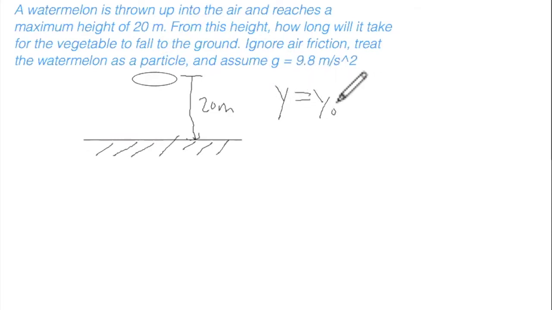The final height is going to be the initial height plus the term initial velocity times time plus 1/2 the acceleration times time squared. So let's rationalize what our terms are. So this is the final height. We want to look for the time that it takes for the watermelon to fall to the ground. So you know that it's going to be 0. For the initial height, it's 20.